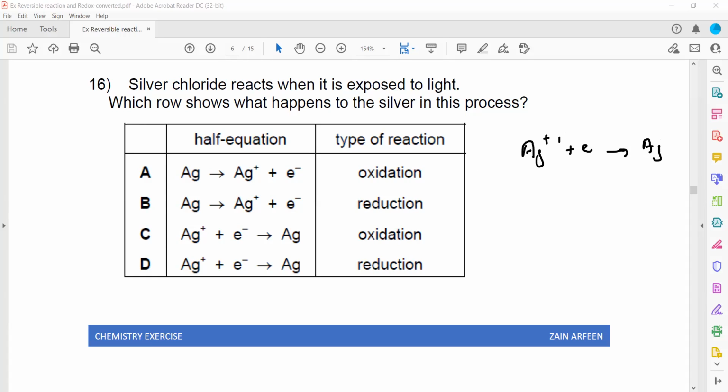So when we check the options, the silver ion gains electrons and turns into a silver atom. As we know, oxidation is a loss of electrons and reduction is a gain of electrons. Silver ion is gaining electrons and turning into silver atom. So what we call this change is reduction, because reduction is a gain of electrons. That's why D is the right answer for question 16.